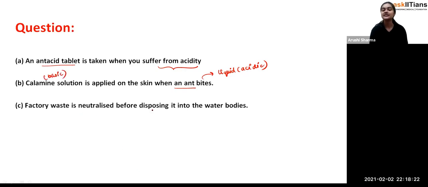Factory waste is neutralized before disposing it into the water bodies. Exactly, because it is acidic in nature. So first of all, we have to combine it with a base so that it will get neutralized and it will not harm the water bodies.